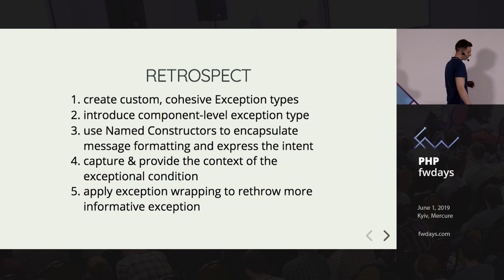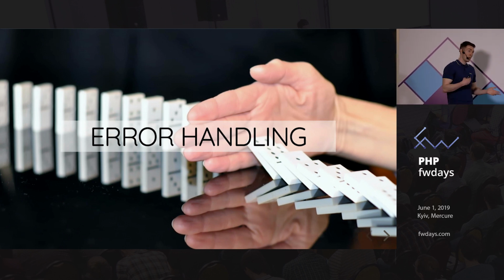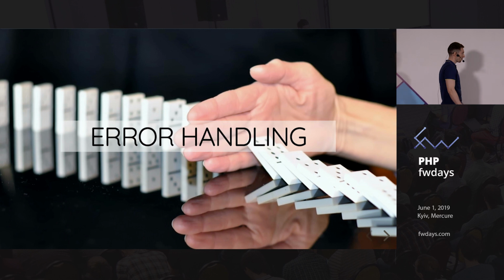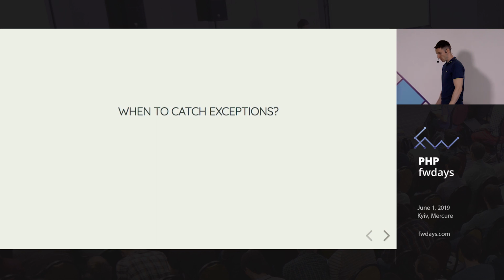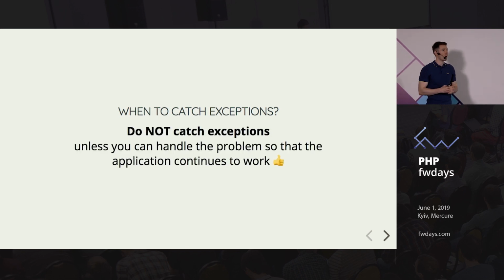So now that we know how to use and manage exceptions, let's see how we handle errors, how we handle exceptions. Obviously, one of the ways would be to catch exceptions immediately. But my advice here would be to catch exceptions only if you know how to deal with them in a way that your application continues to work. So only catch an exception if you really have a good reason for it.